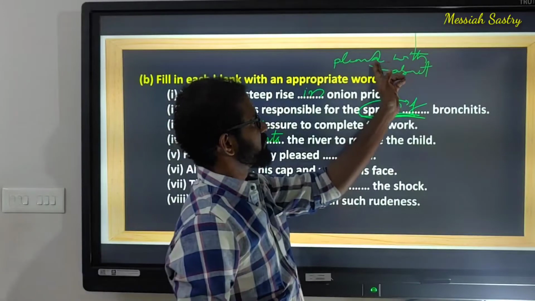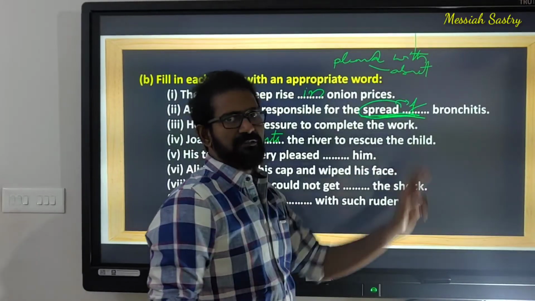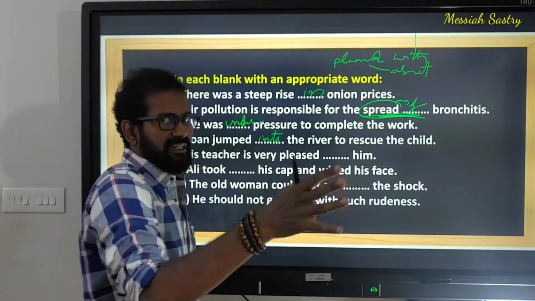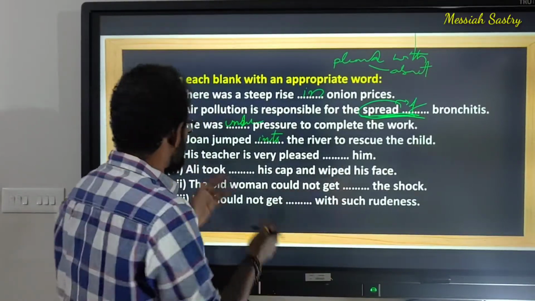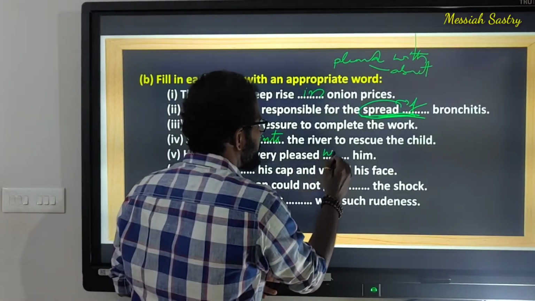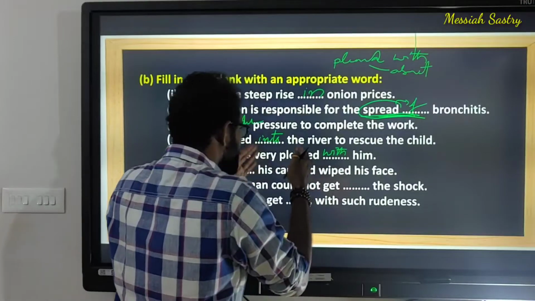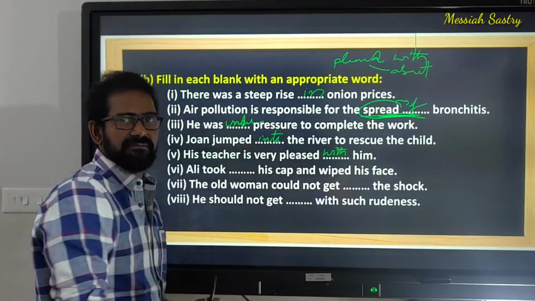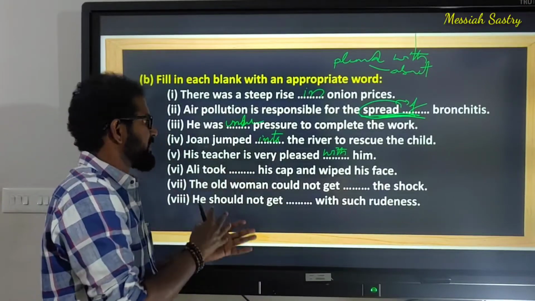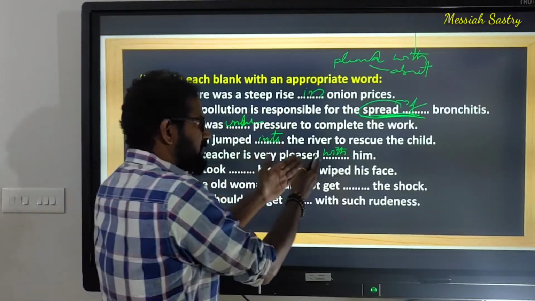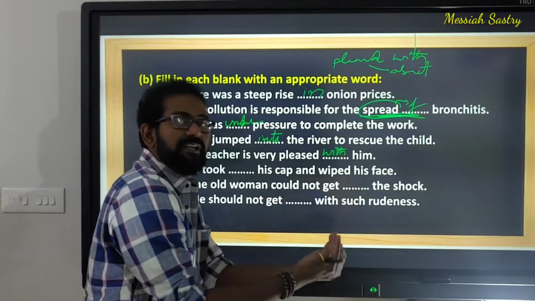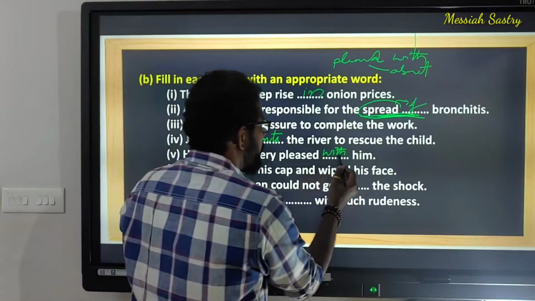What is the difference between pleased with and pleased about? Pleased with means you are actively interested. Suppose the teacher is very pleased with him, which means her interest is very active. Take for example, parents are very pleased with his marks. So they are also involved in it. So then we use with.